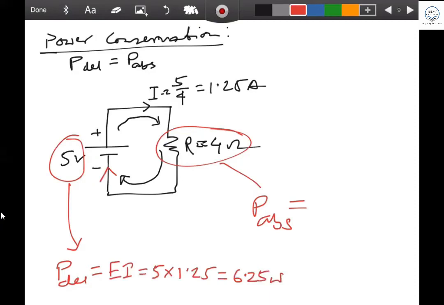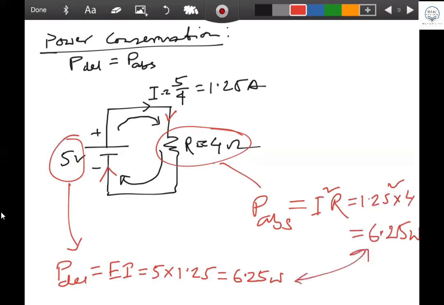This is the resistor. This is the I. You know I and R. What equation? I square R, sir. Resistor means I square R, straightforward. I is equal to what? 1.25 squared into R, which is 4. Now use your calculator, please. 6.25. So this is the power you are going to deliver.